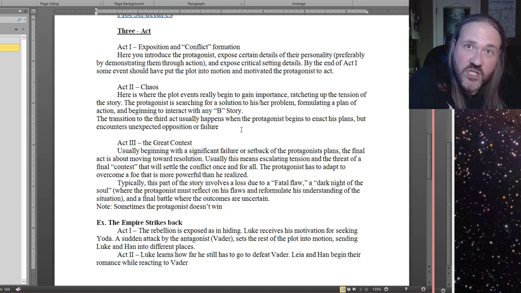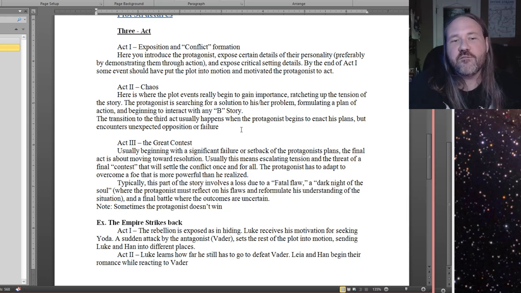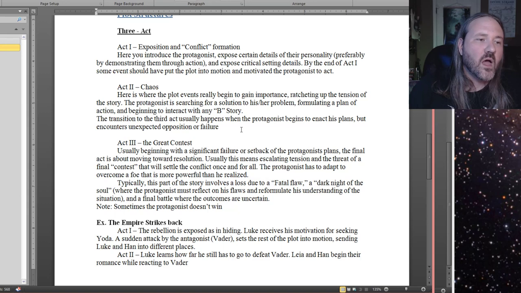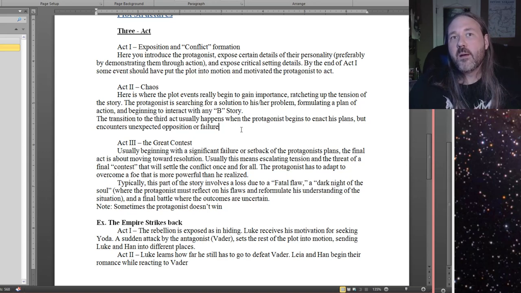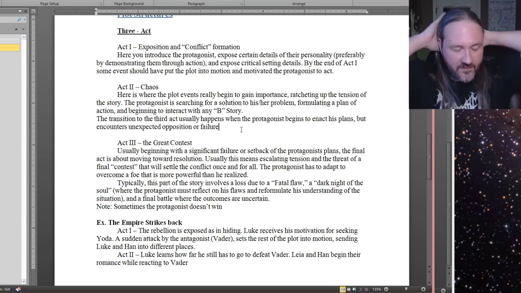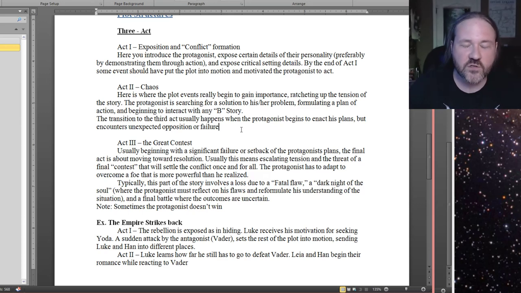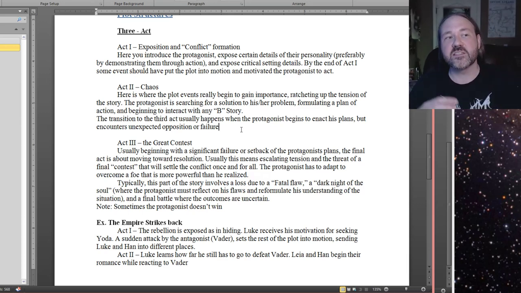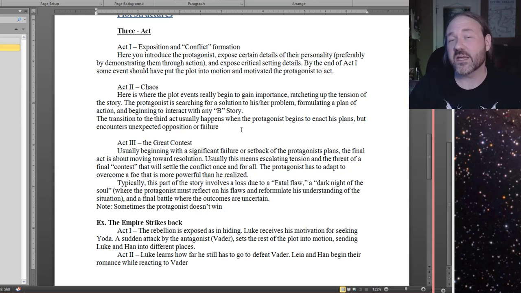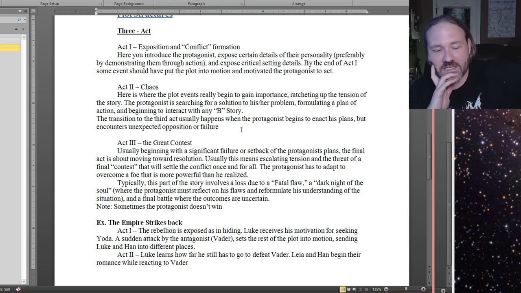So the transition to the third act usually involves a failure of the protagonist to enact his plans. Maybe he fights a battle with the bad guy, but he loses due to his fatal flaw. This is where the fatal flaw comes into play. If your fatal flaw is, say, pride, then you're going to have a duel with the antagonist. And the antagonist knows how good he is, but the protagonist thinks he's better than him, and the protagonist gets his butt kicked or gets stabbed in the duel and almost dies and gets saved at the last minute and has to figure out how he's actually going to beat the antagonist.